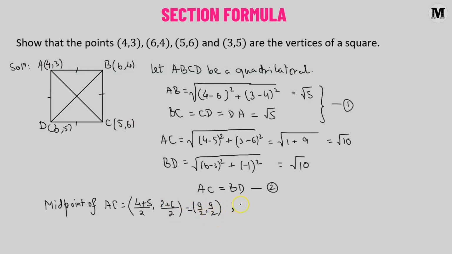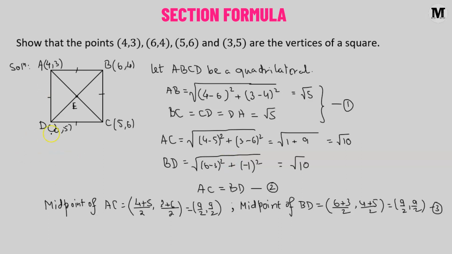Okay, let's also compute the midpoint of the other diagonal BD. The midpoint of diagonal BD will be (6 plus 3) over 2 as the x coordinate, and the y coordinate will be (4 plus 5) over 2. So that means we have the point (9/2, 9/2). Now clearly we see that both midpoints are equal. Since the midpoint of AC equals the midpoint of BD, they bisect each other at a common point E.